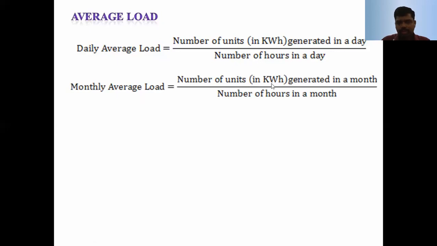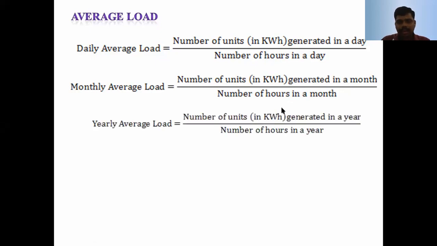Monthly average load means the number of units generated in a particular month with respect to the number of hours in a month, that is per day 24 hours, in a month 30 days. And annual average load is the yearly average load: the number of units generated in a year in kWh with respect to the number of hours in a year, that is per day 24 hours, in a year 365 days. Based upon this, we can calculate how much average load is utilized.